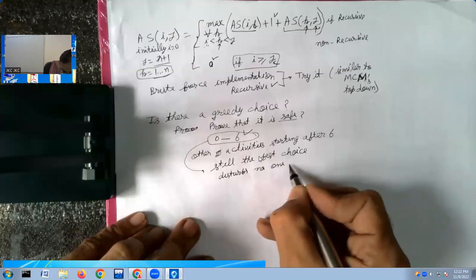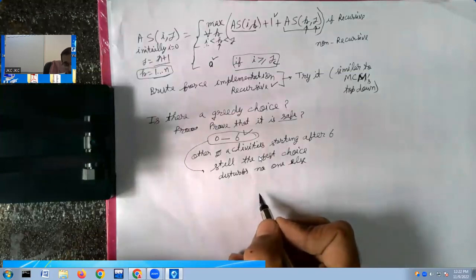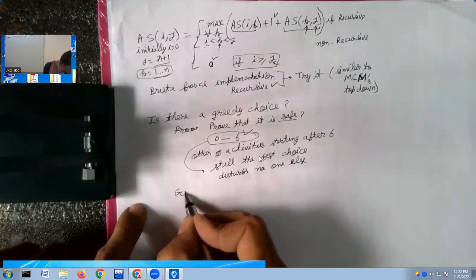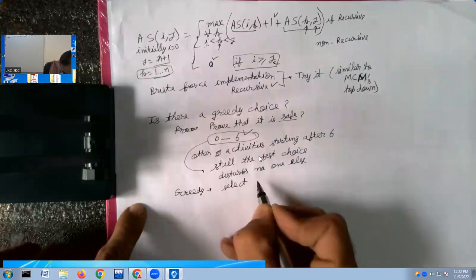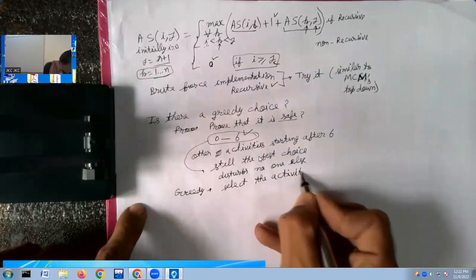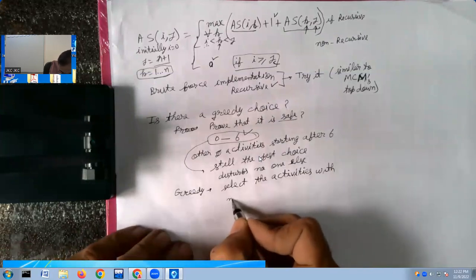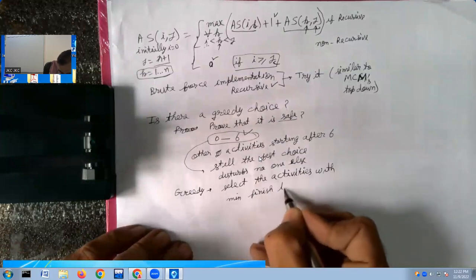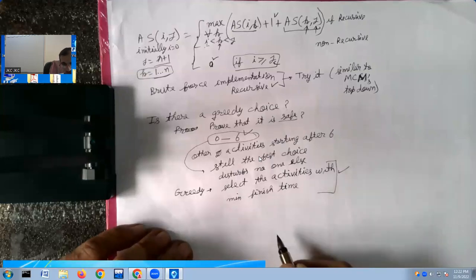If so, then why should I not select such a job? So that can be another greedy choice. I say one criterion could be that let's select the job, or the activity, with minimum finish time, with least finish time. If I select that job, I claim that this can probably be the best choice.